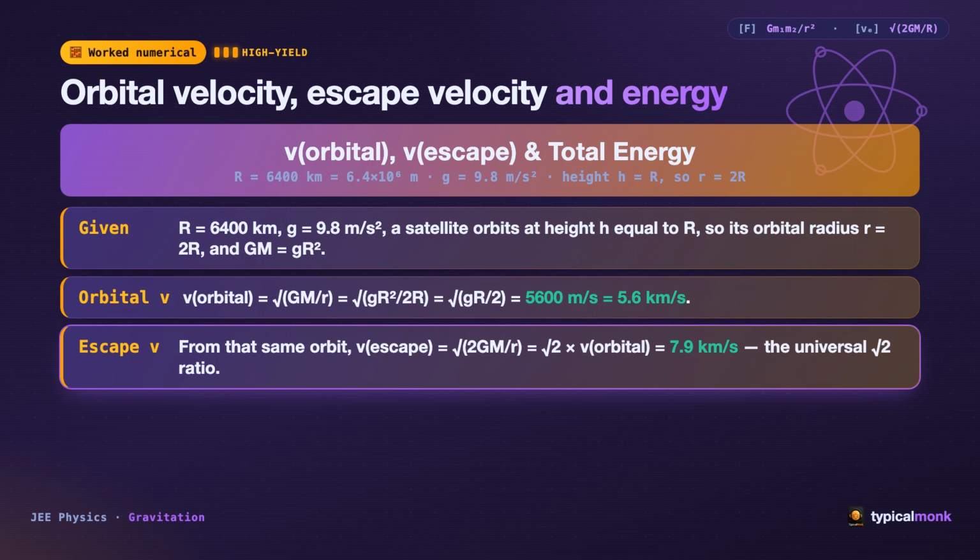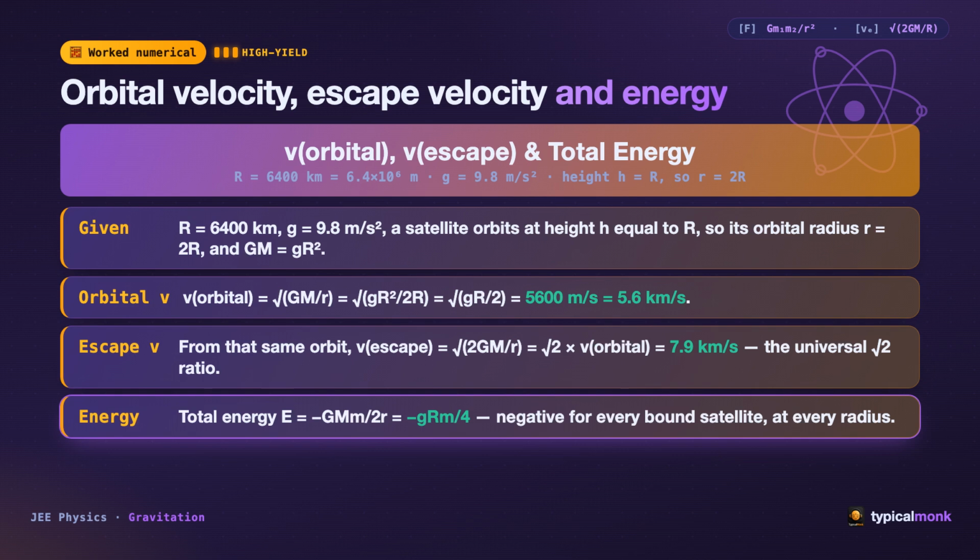Step 3. The escape velocity from that same orbit, not from the surface. V escape equals the square root of 2GM over r, and by the algebra, this is always root 2 times the orbital velocity at that radius. So 5.6 times root 2 gives 7.9 kilometers per second.